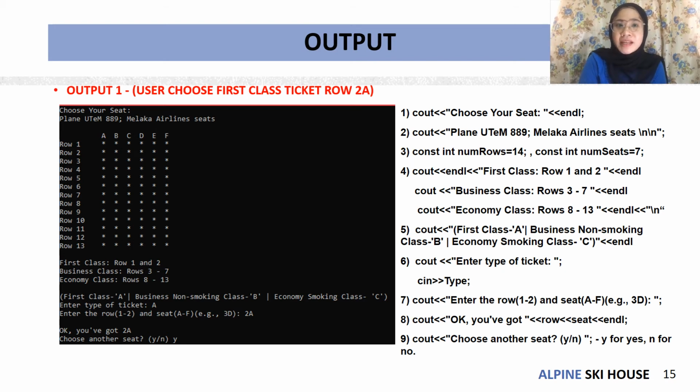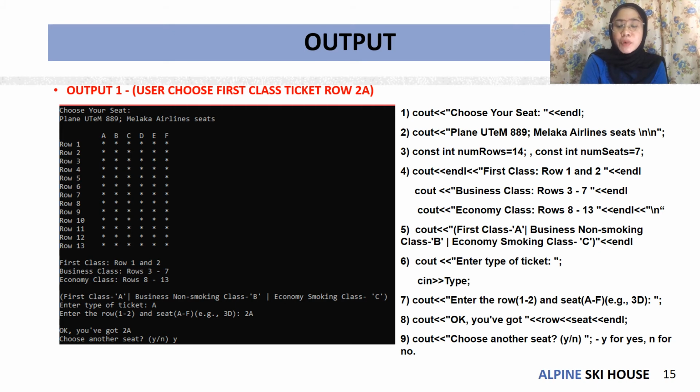Then we display first class ticket as A, business non-smoking class as B, economy smoking class as C. So cout first class A, business non-smoking class B, economy smoking class C and endl. And then we display "enter type of ticket". So cout enter type of ticket.